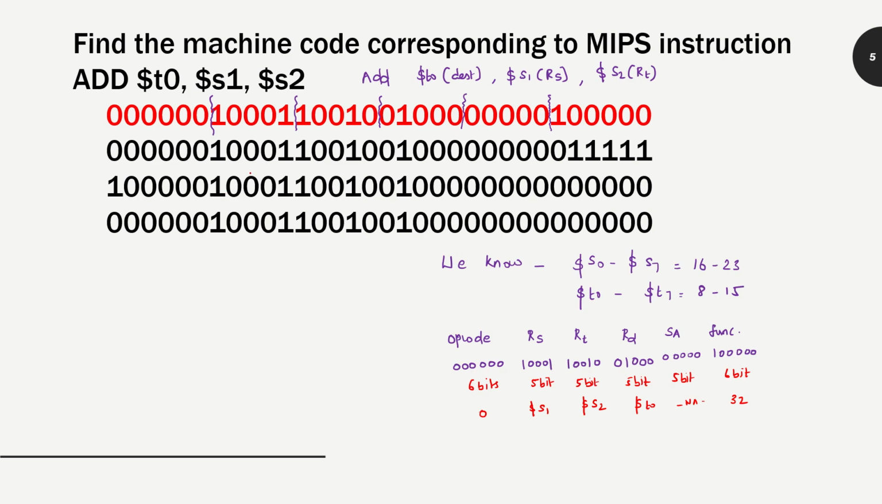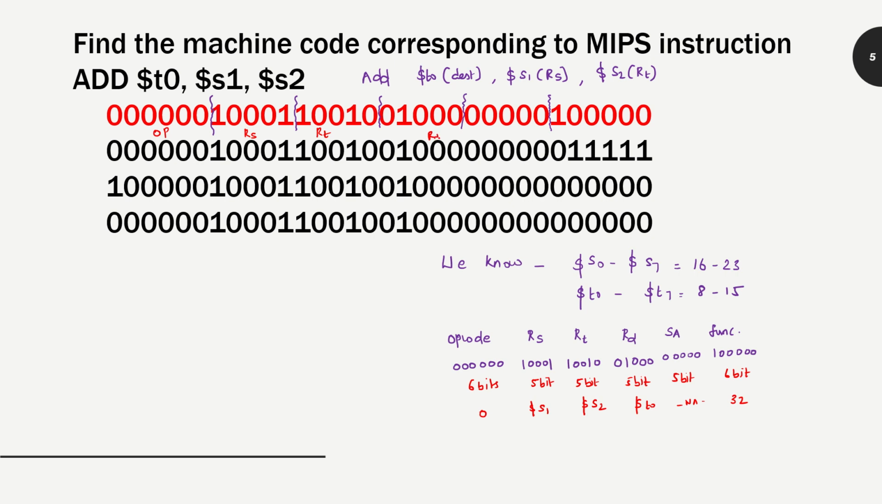Now this one is very interesting. Find the machine code corresponding to the MIPS instruction add $t0, $s1, $s2. Now the code is given in the answer. There are 4 codes given, right? Let's first take the first one as an instance and you need to segregate it properly. The first field is opcode. I have got opcode here and it is 6 bits. Second one is RS. Third one is RT.